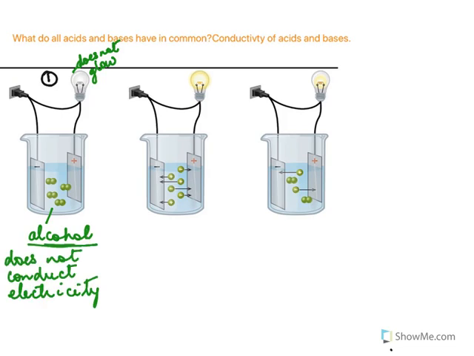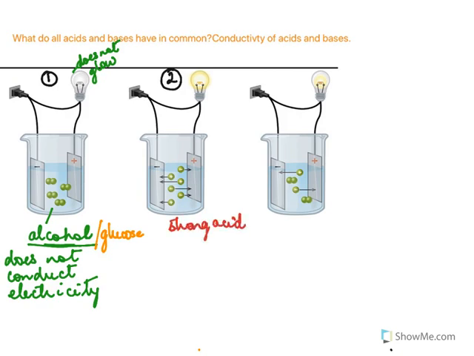The same thing would happen if we replace alcohol with glucose. If we replace this with glucose, we find the same feature. We find that again the bulb does not glow. So we conclude that glucose also does not conduct electricity. Now in the next figure, we remove the alcohol and glucose and replace it with a strong acid.